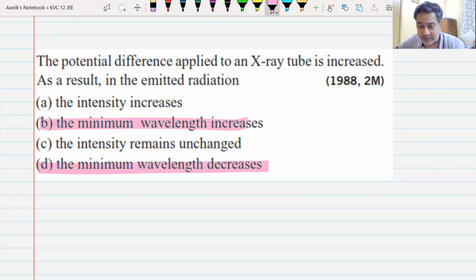Only two things you have to remember: what are the elements of this Coolidge tube, and what happens when you change intensity, and what happens when you change the potential difference. These are the only two things you have to remember. I hope you have understood this, yes or no? Yes, sir. And you can think of X-rays as the reverse of the photoelectric effect.